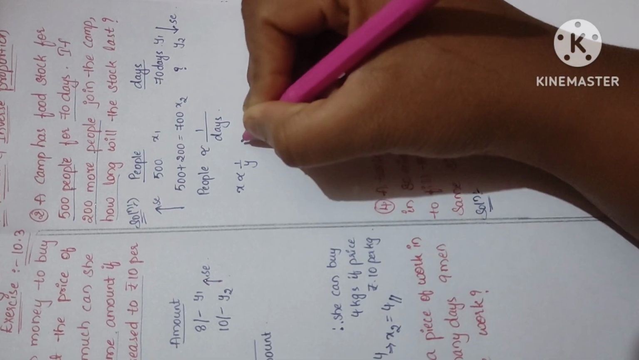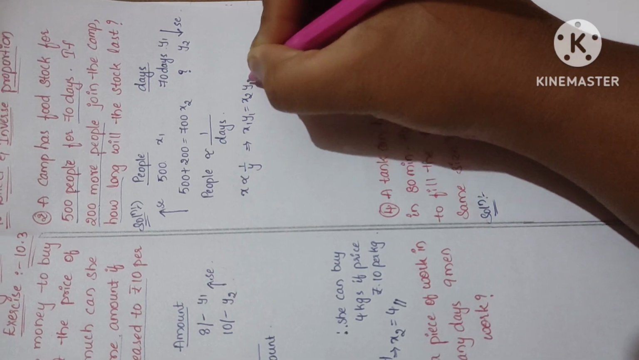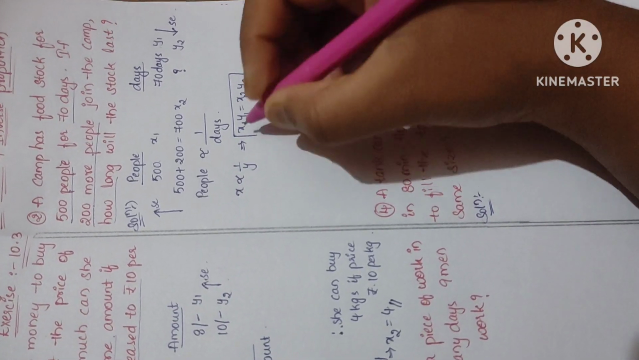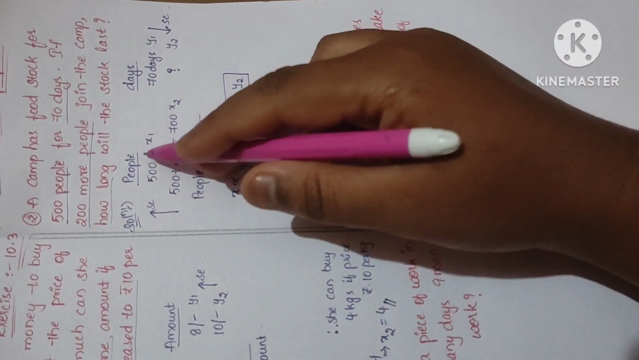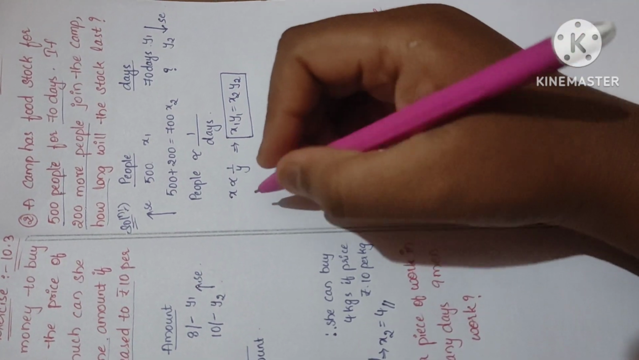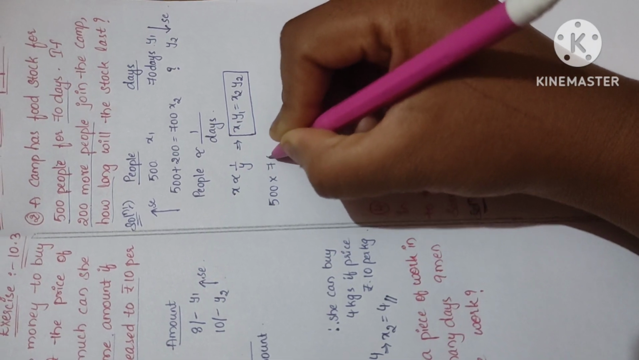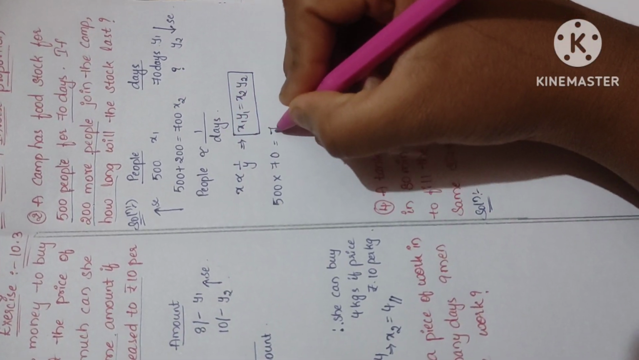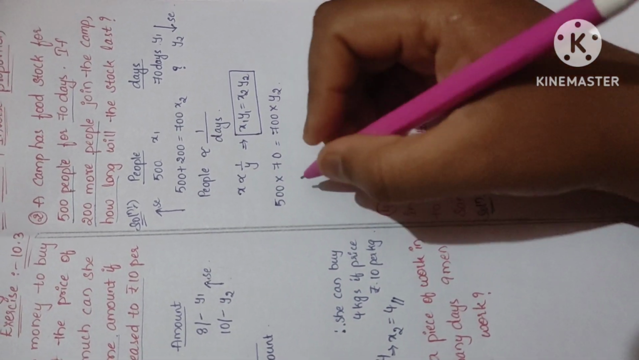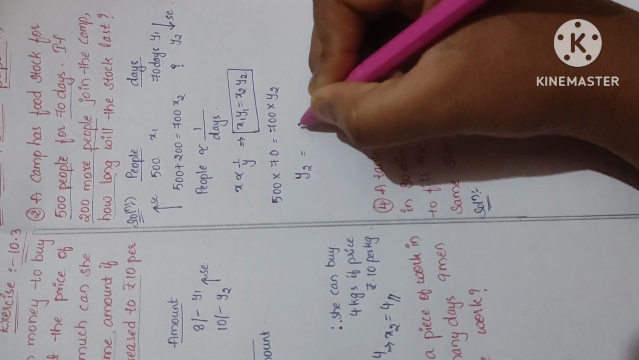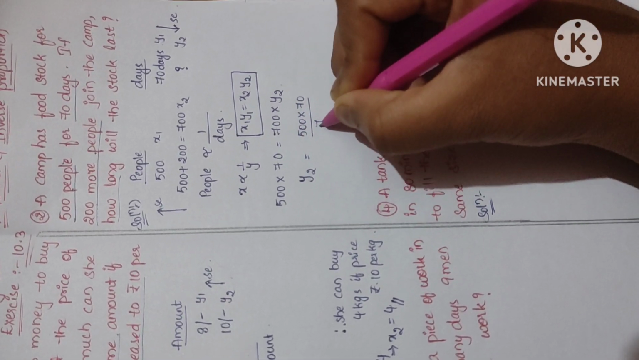So we can write x is inversely proportional to y. What is the formula here? x1 y1 equal to x2 y2. This is the formula for inverse proportion. Now substitute the values of x1, x2 and y1 to get the value of y2. 500 into y1, which is 70, equal to x2, which is 700, into y2, which we have to find. Here 700 into y2, this 700 will go to the left side and become divided by 700. So y2 equal to 500 into 70 by 700.